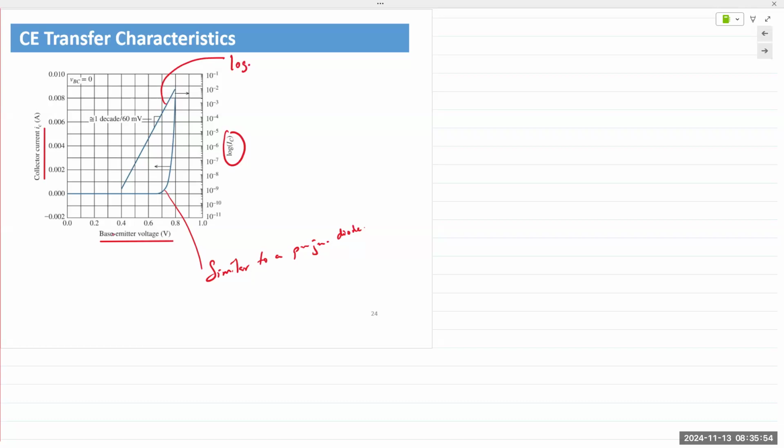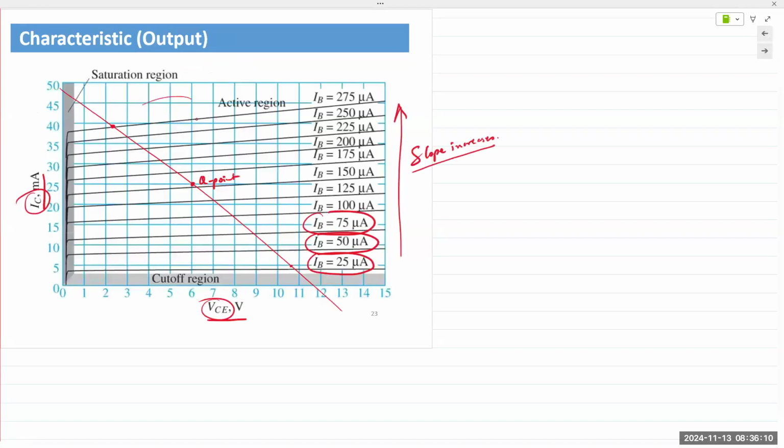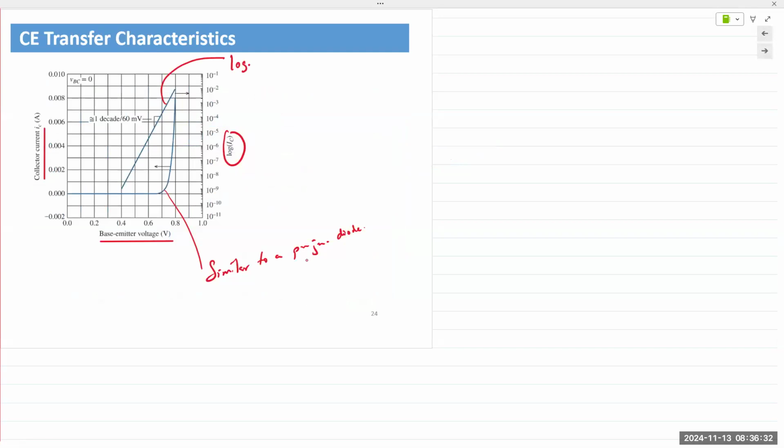And again, transfer characteristics, basically a plot of IC versus VBE. Similar to the FET, you can obtain this also from this point right here, right? For every IB or VBE value, you have an IC value. So if you take this to the left, you can create a plot that looks like this.